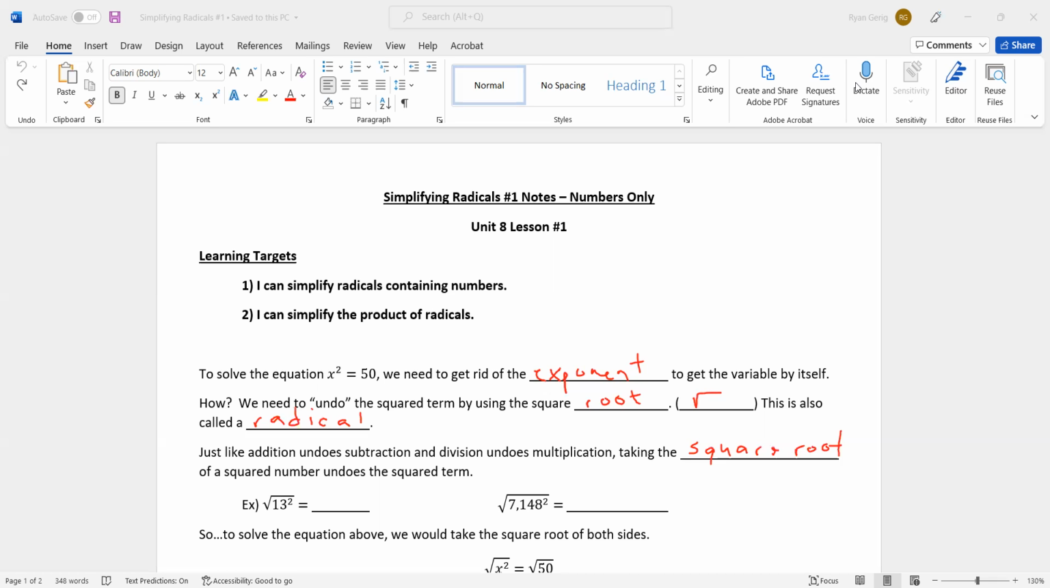Okay, I have a couple examples of that. If I have the square root of 13 squared, the square root and the squared are going to cancel, and you're going to be left with 13. You can probably guess what you're going to have when you take the square root of 7,148 squared. You're going to get 7,148. And that property right there will get used later on the back side of the notes. So hold on to that. All right. For now, I'm going to stop that and move on.